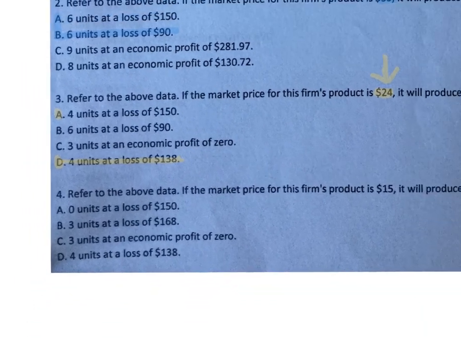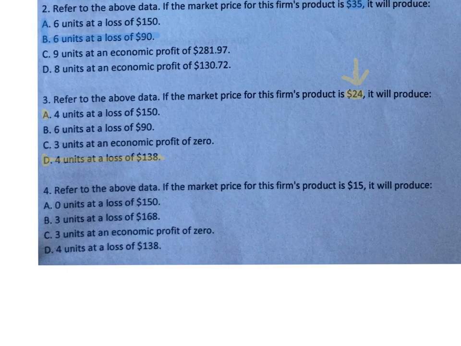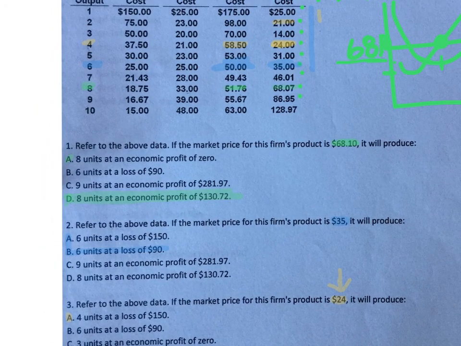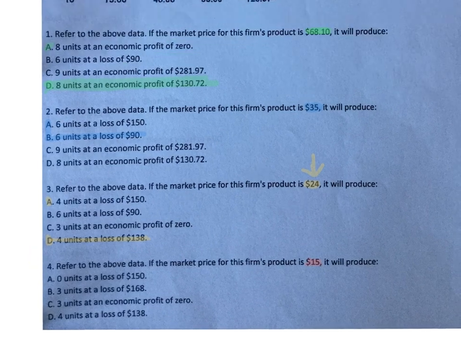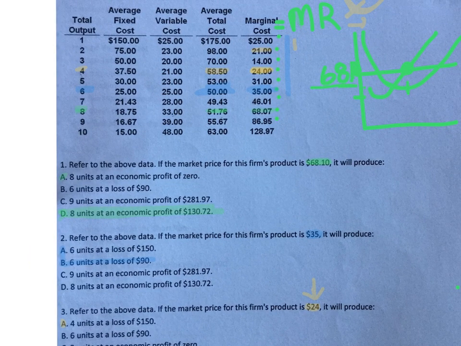For the last question, if the market price for this firm's product is $15, it will produce. So going up here, let me highlight that again. This is $15. Notice the closest thing without going over is right here at $14. But one other thing that you have to look at is, okay, here is my average total cost at that point. Here's my average variable cost. Notice that my marginal cost is less than my average variable cost at 3 units of output.